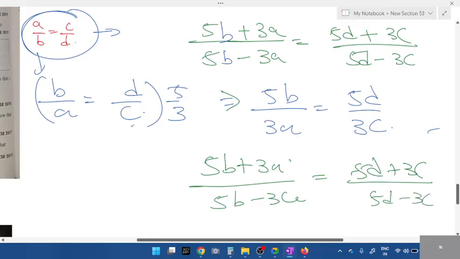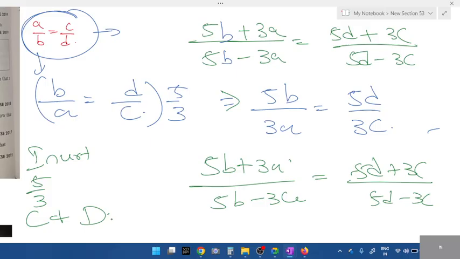So here it was totally opposite. First I applied the invertendo concept. Then I multiplied by 5 by 3. Then I applied componendo and dividendo. So you have to keep changing the order. First time you can apply componendo dividendo, invertendo, then multiply. Think about it. You should think and answer, student.